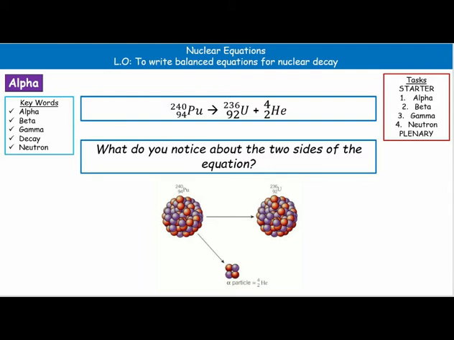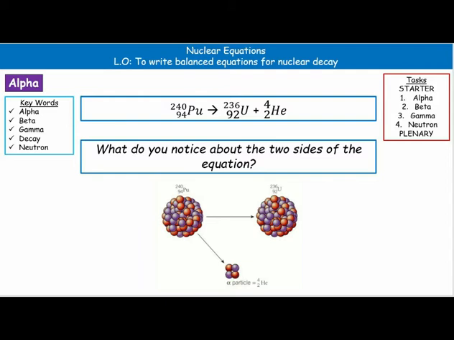Hopefully what we've written down about what we notice about the 2 sides of the equation is that they add up to the same values for both the mass number and the atomic number. So if we look, plutonium has a mass number of 240, and on the right hand side of the equation, we've got uranium with 236 and helium with 4. So 236 plus 4 gives us 240.